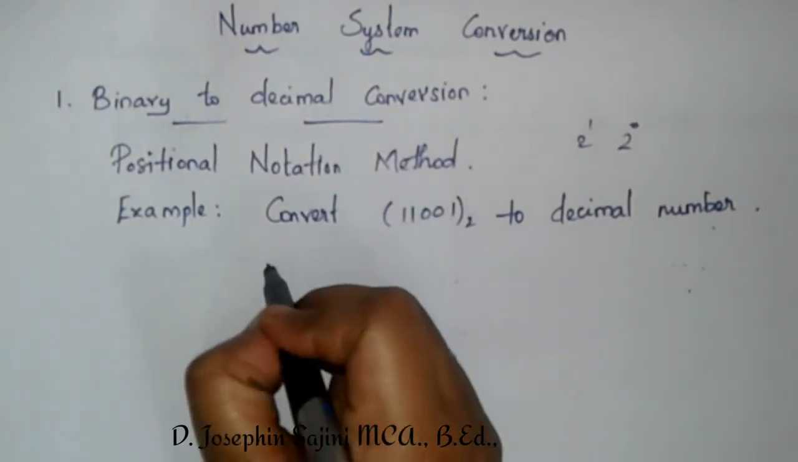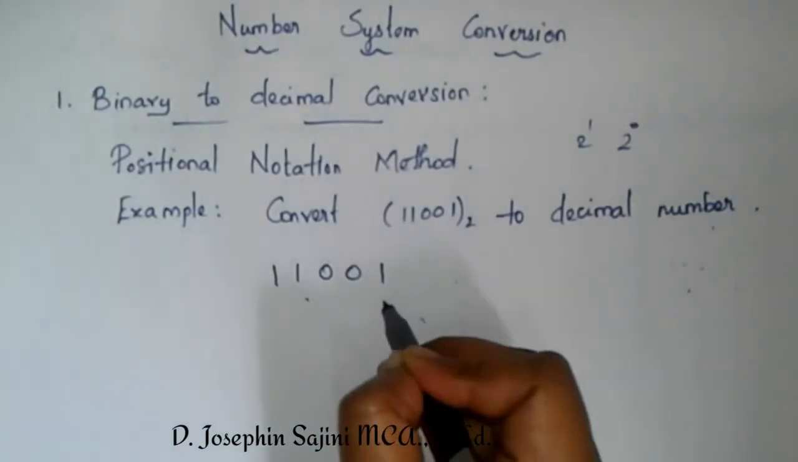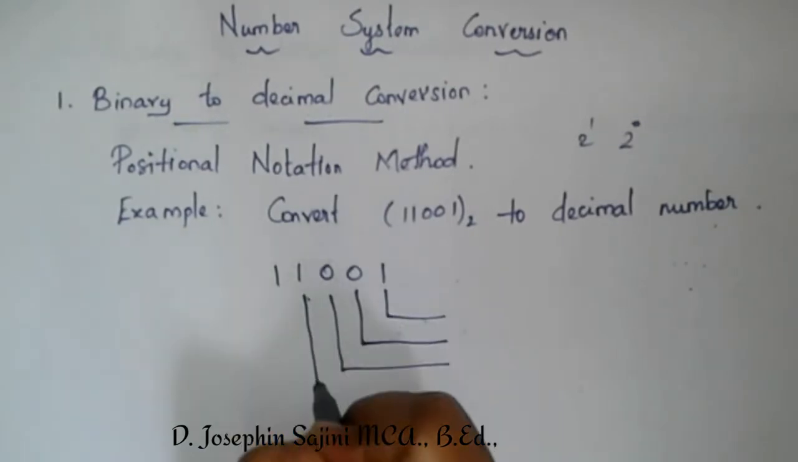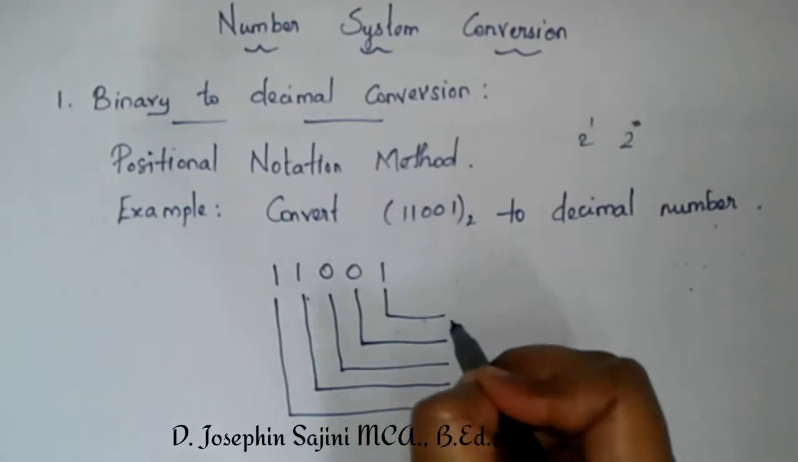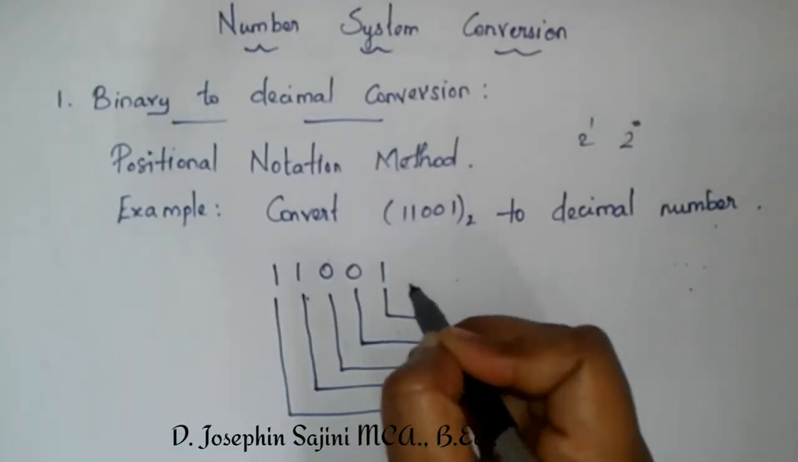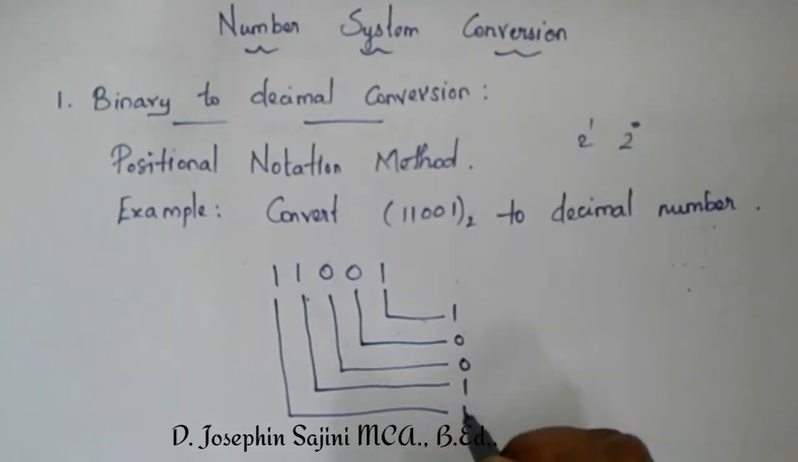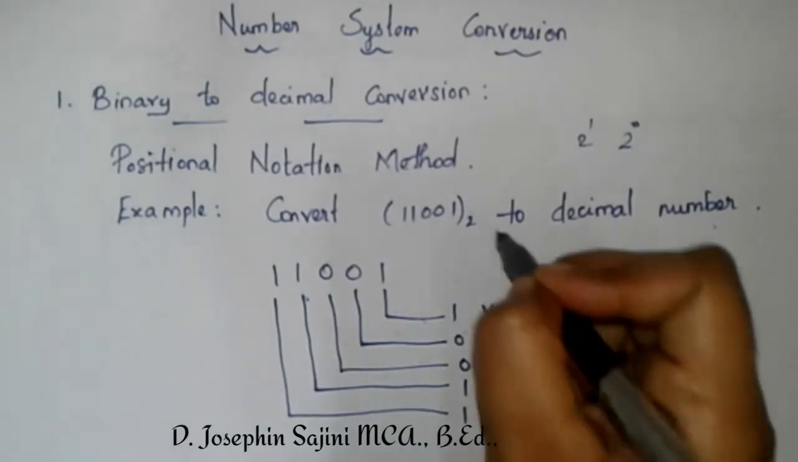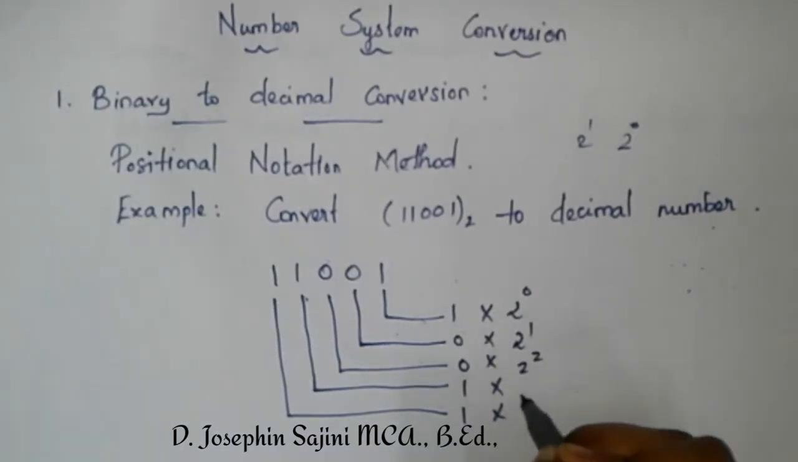So we want to write this number, 11001. Now you just draw these lines, so it is easy to calculate. Now write the corresponding values in these lines. Now multiply these binary values with their powers, that is 2 power 0, 2 power 1, 2 power 2, 2 power 3 and 2 power 4.